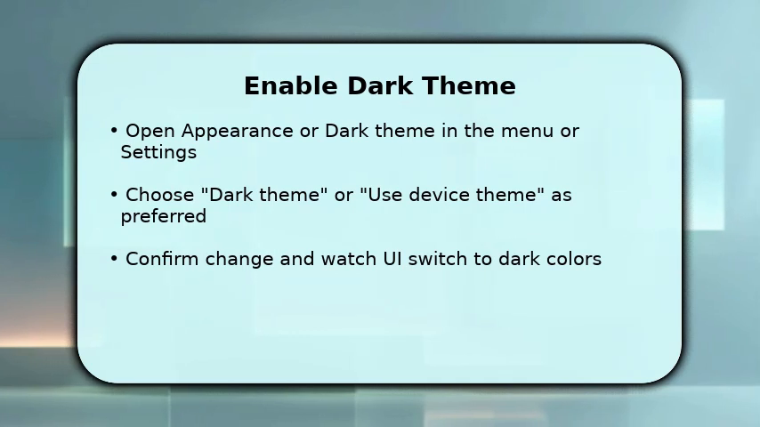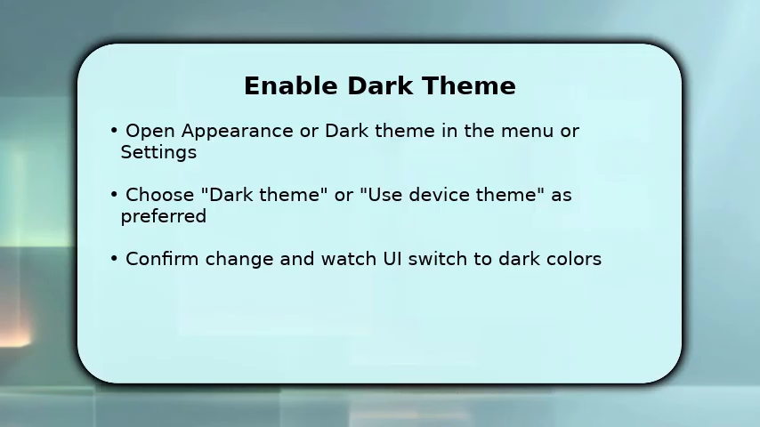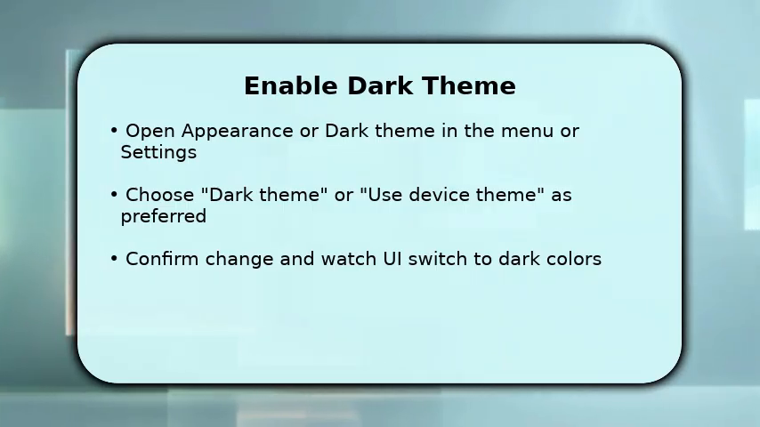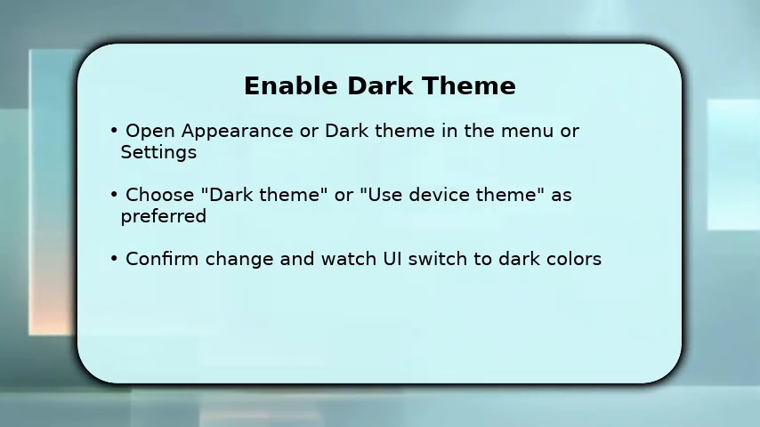Next, enable Dark Theme from the Appearance section. This is the step that actually switches the interface. If you want consistency system-wide, choose Use Device Theme so YouTube follows your OS dark mode. Otherwise, select Dark Theme to force it just in YouTube.